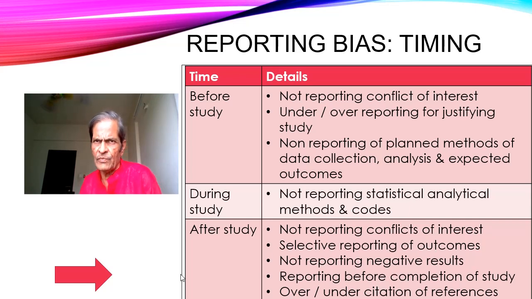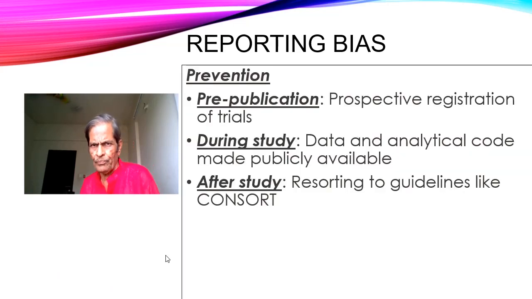Over or under citation of the references. You cite the references that are convenient to you in the paper. You don't cite the references that are inconvenient to you. So that is the over or under citation of the references after the study. This occurs especially after the completion, while the article is sent for publication.